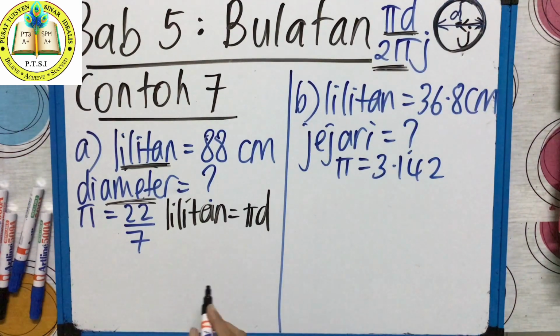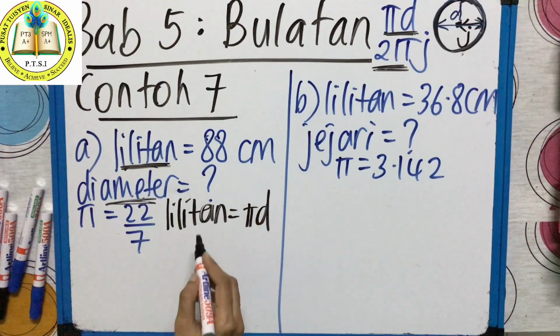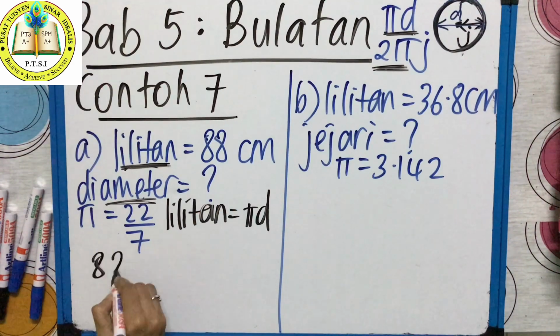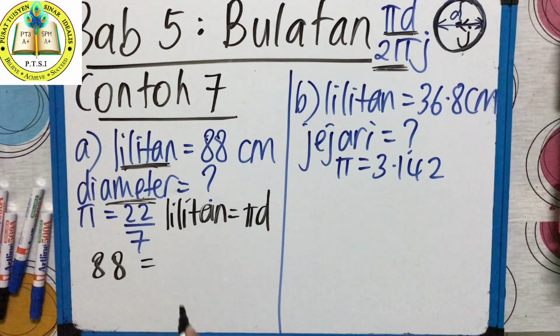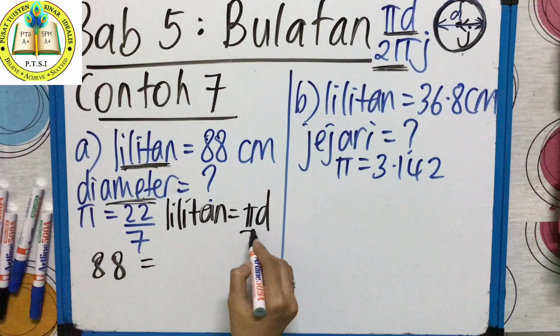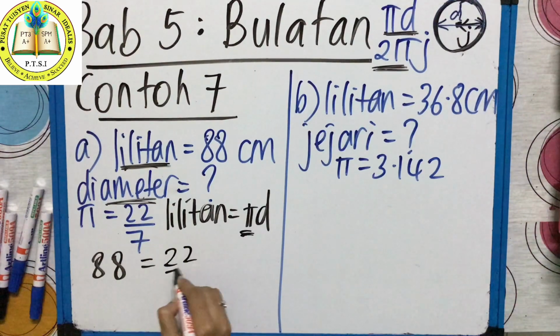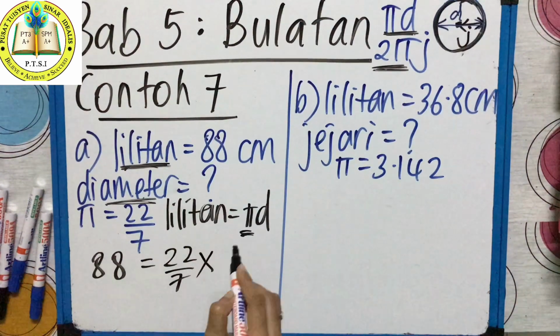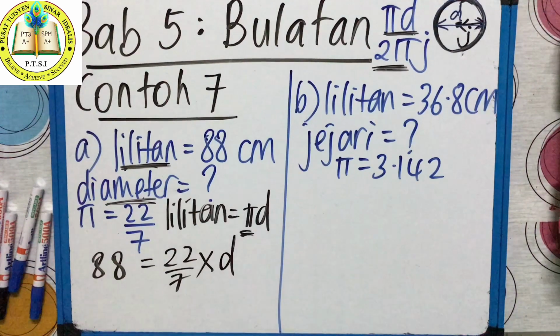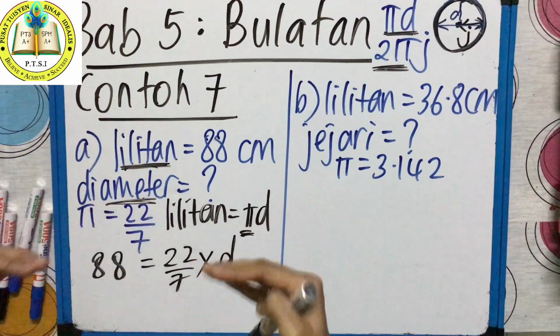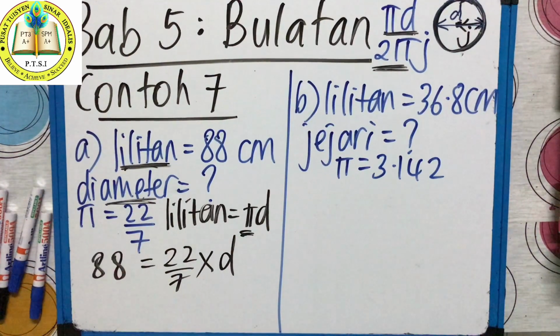Lilitan equal pi d. Okay, lilitan berapa nilai yang diberi? 88 equal pi d. What is the pi value? 22/7 times d. Diameter kamu perlu cari. So teacher put the d there, remain there, sebab kita tak tahu nilai d. So lilitan equal pi d. Lilitan 88, pi 22/7 times d. Write the formula, ganti according to that.